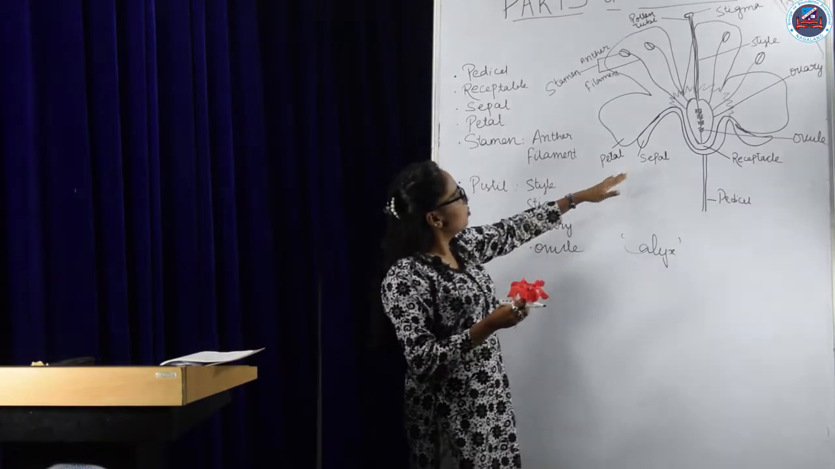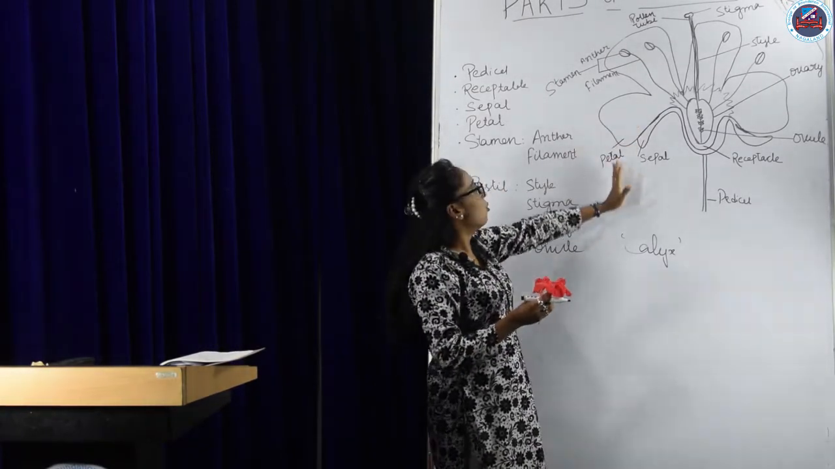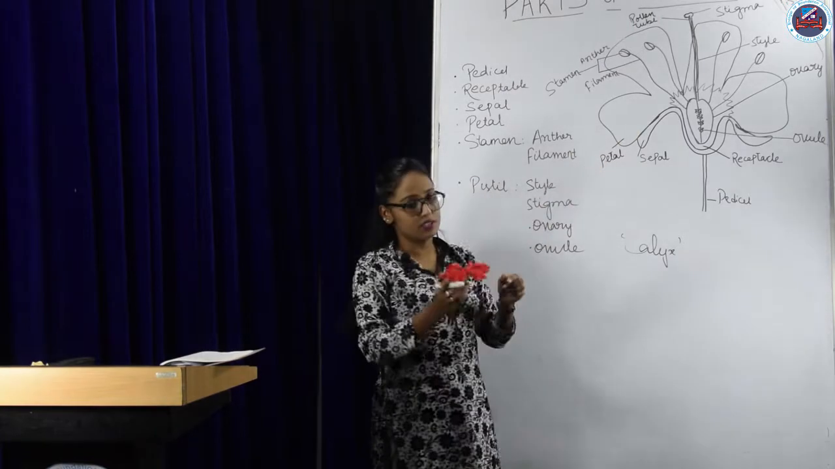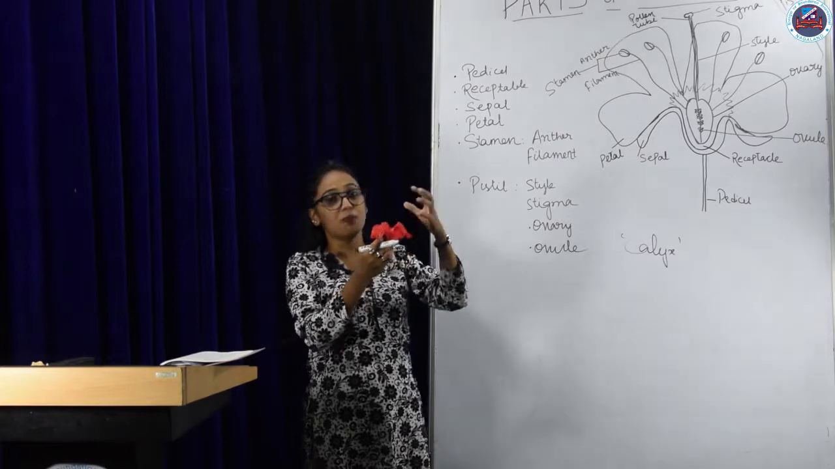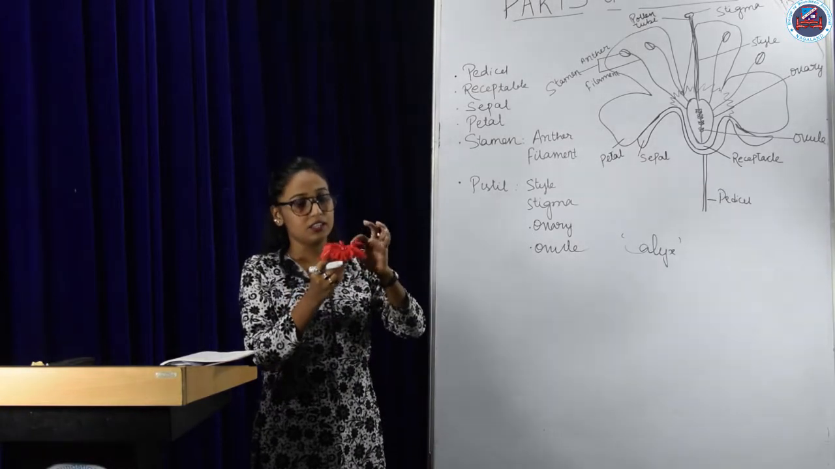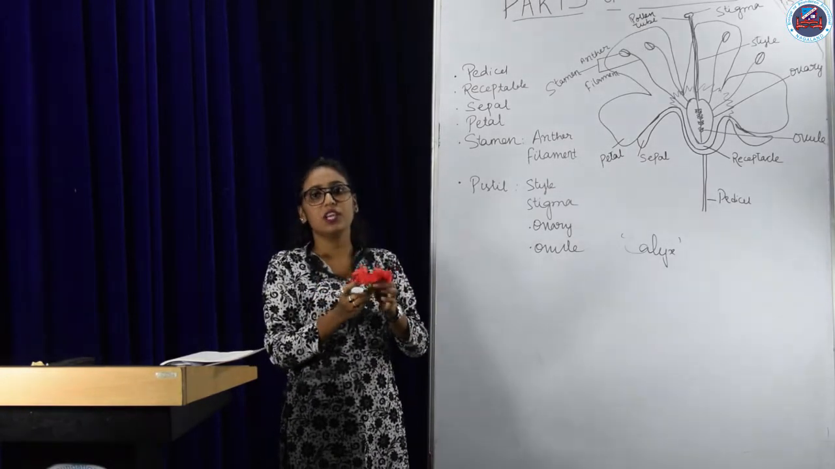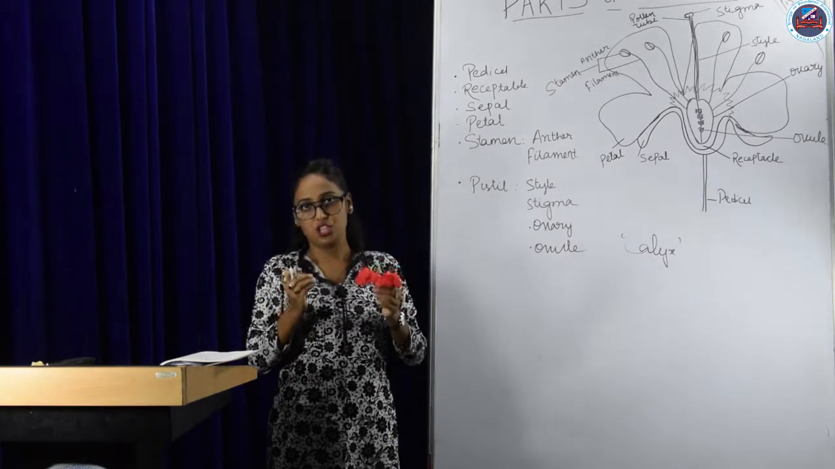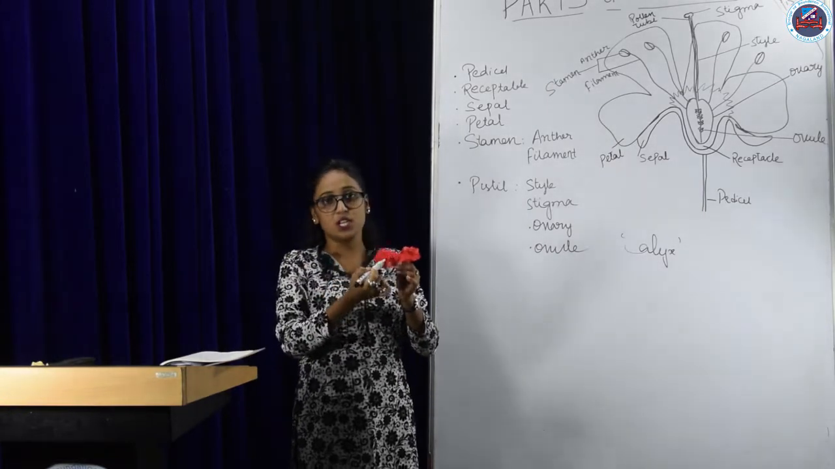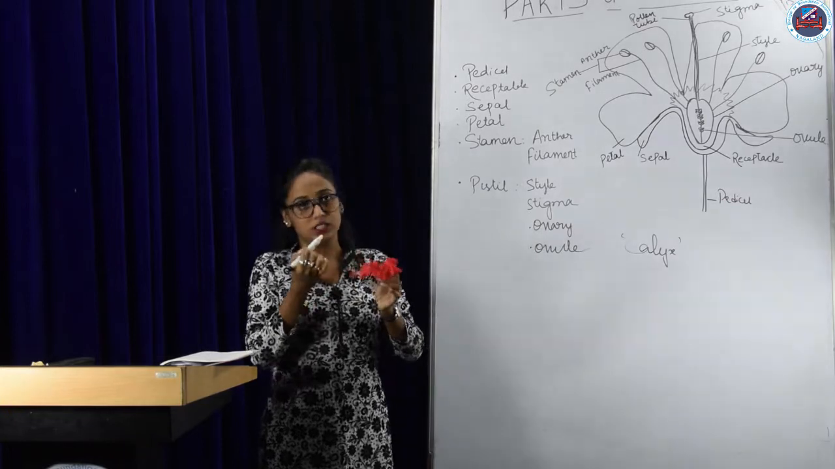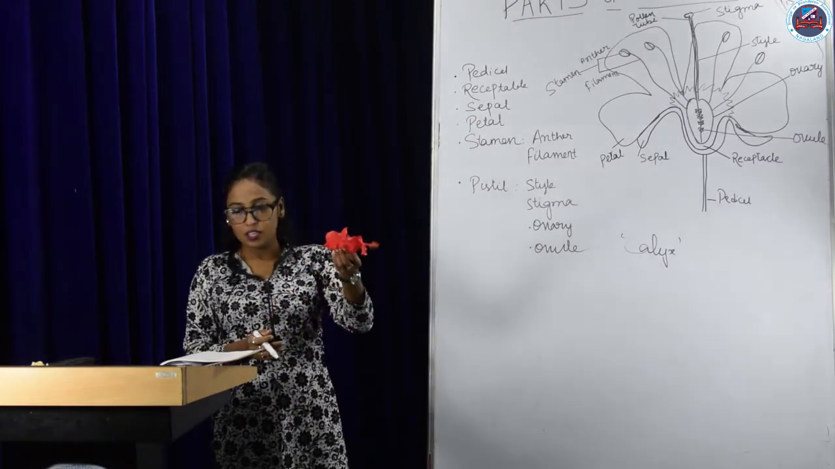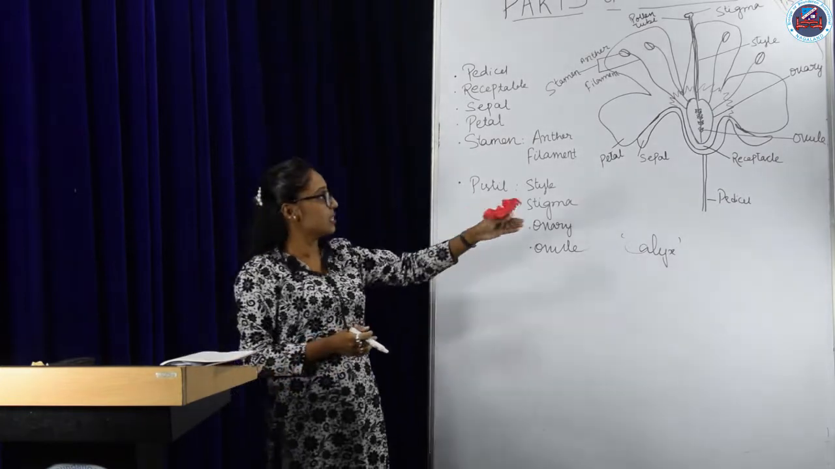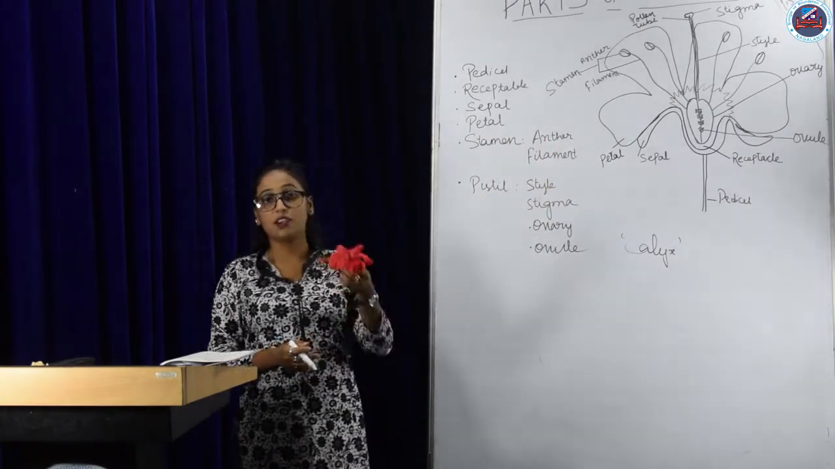Now, if you go above the sepals, you will get the petals, which means this. These are the petals of the flower, which are brightly colored, and they are large in shape, or in some flowers they are also small. So they differ in shape, size, and color. These petals are just above the sepal layer, and they are brightly colored.